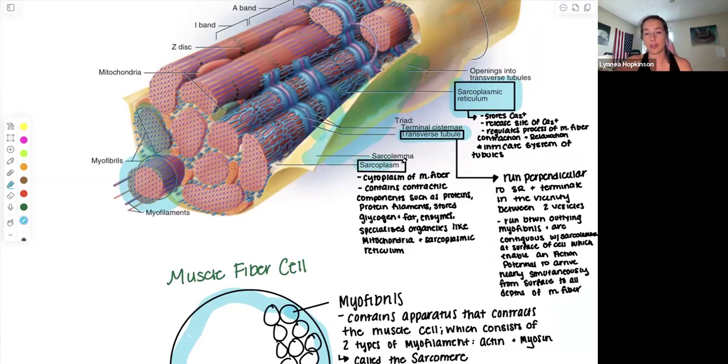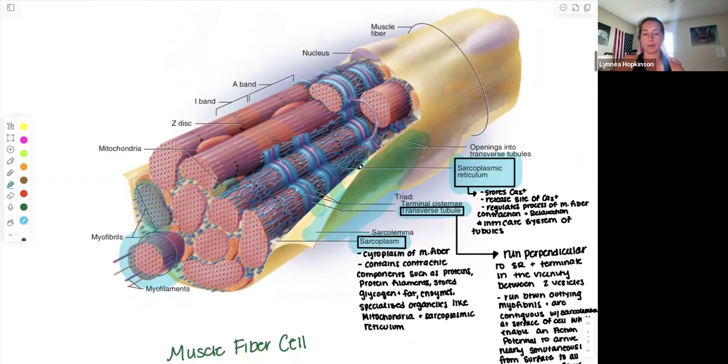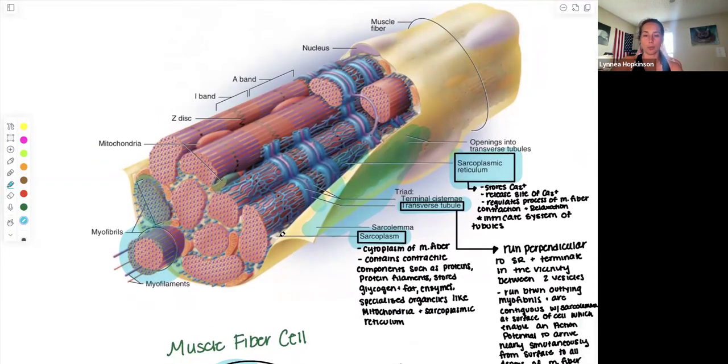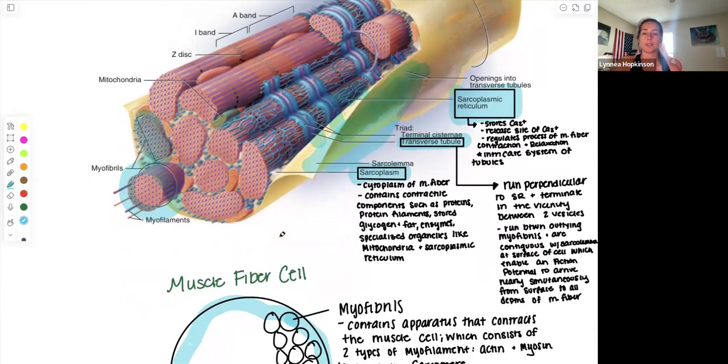The third and final thing that I really need you to know as far as the structure of a muscle fiber is something called the sarcoplasm. The sarcoplasm is essentially the cytoplasm of a muscle fiber. So it's going to contain all our contractile components, such as protein filaments, other proteins, stored glycogen and fat, our enzymes, and our specialized organelles, like our mitochondria, which we see here, and our sarcoplasmic reticulum.